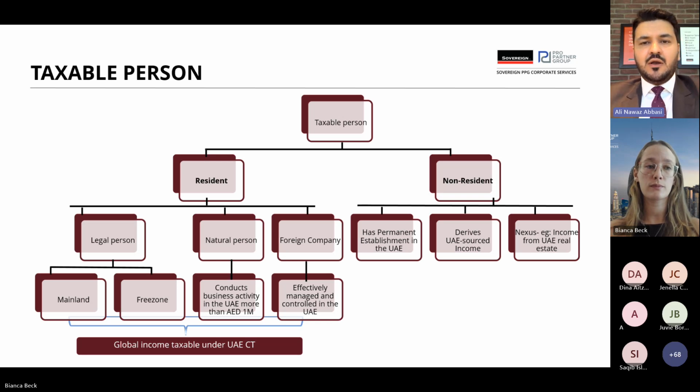For example, there's a BVI company, let's say, the UBO, the shareholder, and the director, it's the same person, and they live in UAE and take all decisions from UAE. This entity will be considered as resident in UAE and will therefore be within the purview of UAE corporate tax.